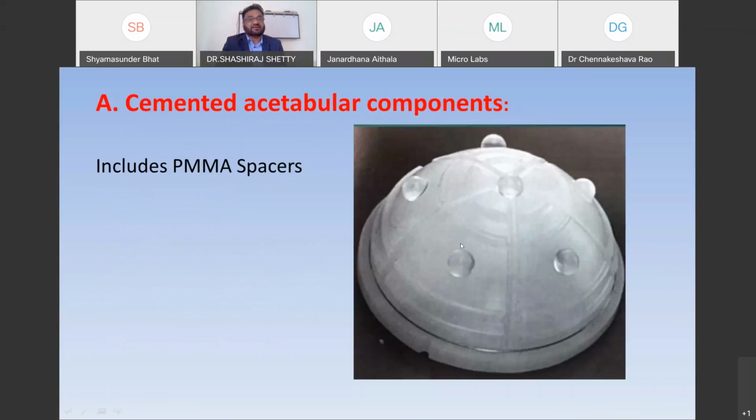Plastic, metal, and ceramic. Head, metal, cup. The head can be metal or ceramic. The cup can be plastic or metal or ceramic. Head and cup material: hard on hard, metal on metal or ceramic on ceramic. Hard and soft, metal on poly or ceramic on poly. Soft and soft, the normal joint.